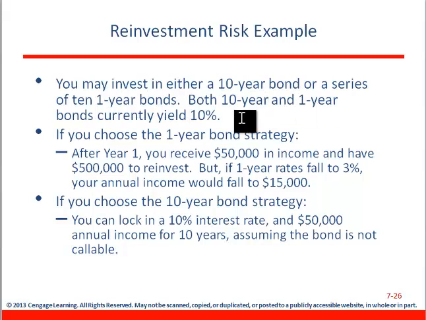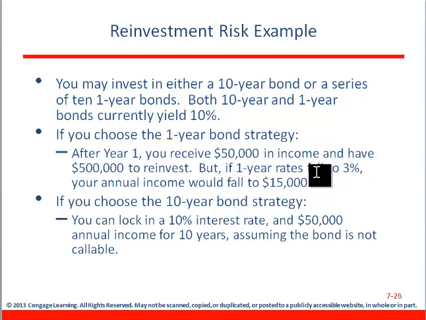Both the 10-year and the one-year bonds currently yield 10%. So for the first year, the payoff is identical. The cash flows are identical. In the one-year bond, you invest $500,000 and you will receive $50,000 for the first year. However, what if the rates fall from 10% to 3%, such that in the second year you only earned $15,000? Your reinvestment rate risk was high because the rate decreased. Okay? This is a risk associated with falling rates.